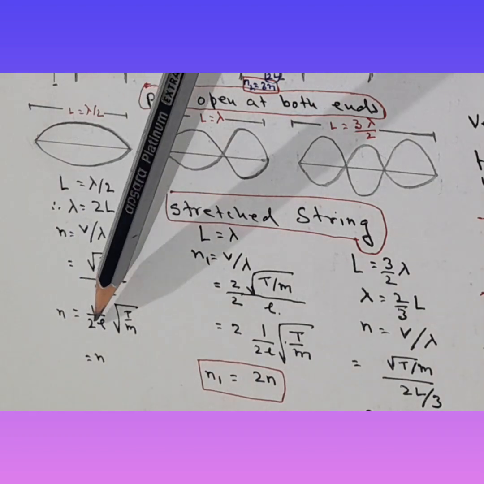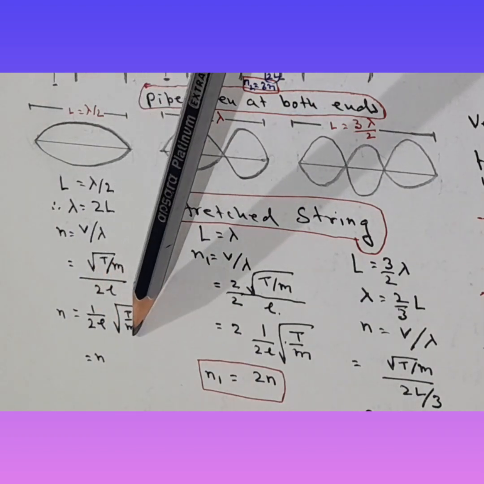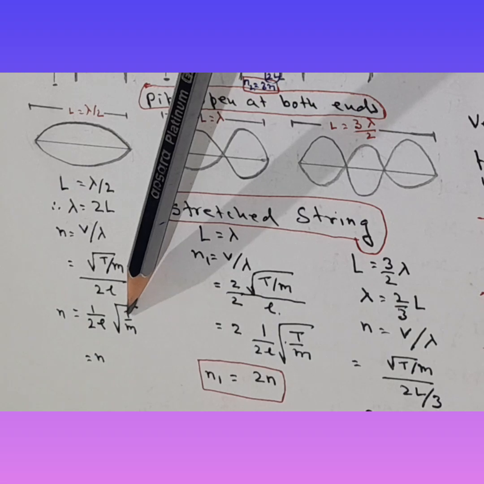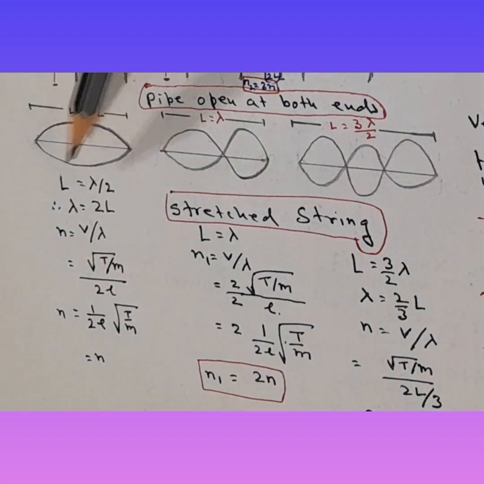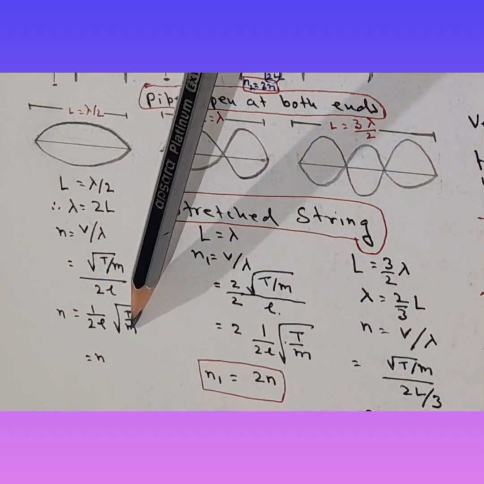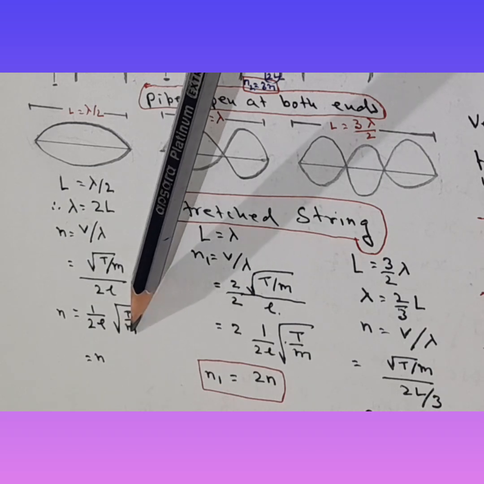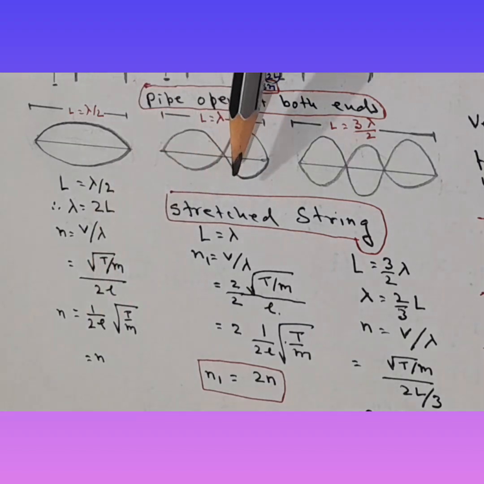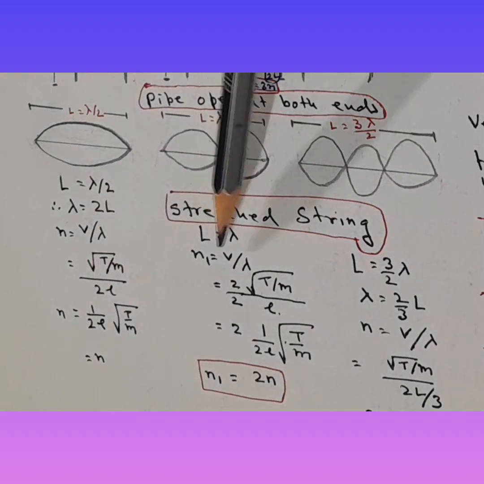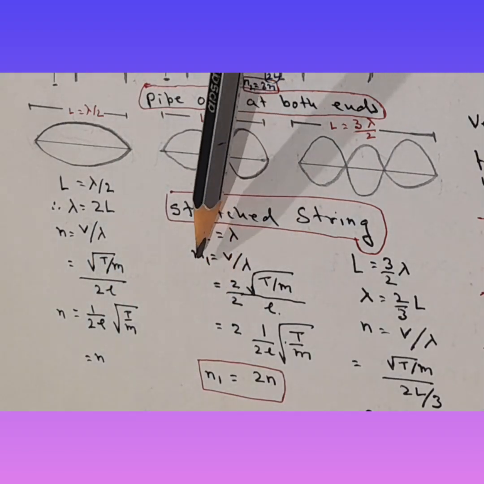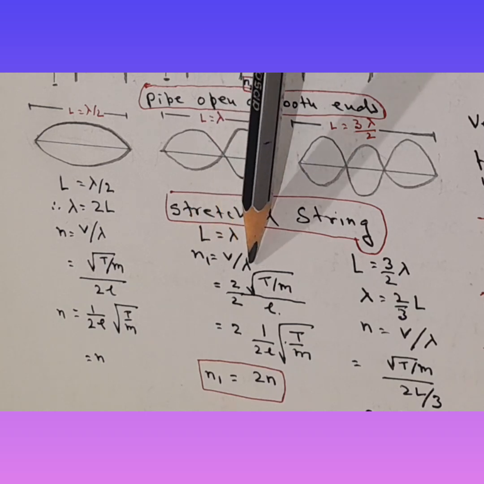So N is equal to 1 over 2L root of T over M, where T, as I mentioned earlier, was the tension of the string, and small m is mass per unit length, mass of string divided by its length. So mass per unit length. Okay, in this case L is equal to lambda, so straightforward it becomes N1 is equal to V over lambda.